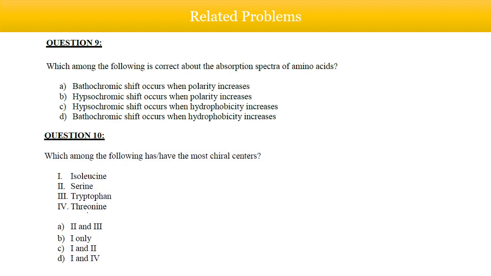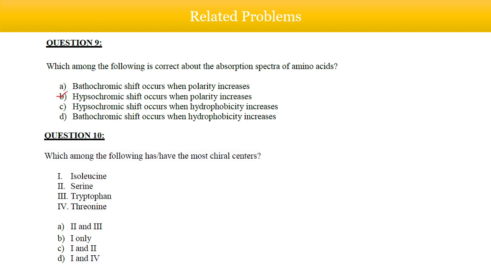Now, which of the following is correct about the absorption spectra of amino acids? Due to increase in polarity, conjugation is reduced, and consequently the energy gap is increased, which results in the blue shift, and the band position moves towards a shorter wavelength. So the right answer is B, where we are seeing a hypsochromic shift, which occurs when the polarity increases. Blue shift is the hypsochromic shift, and on increasing the polarity the band moves to a shorter wavelength.